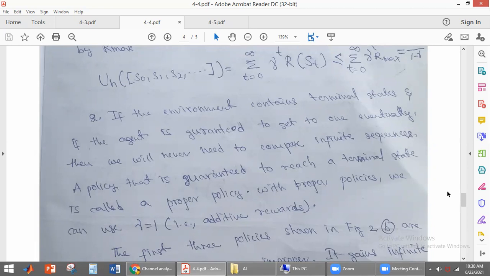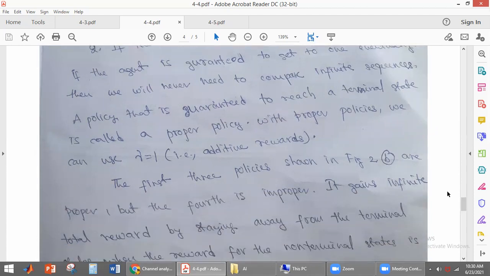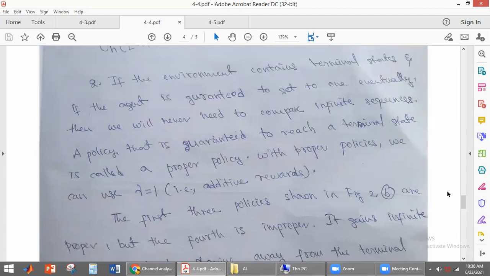The agent does not have infinite series. So the policy is what? It will give you the actions the agent has to take at any particular state. Policy will give us the actions the agent has to take at any particular state. Yes or no? So a policy that is guaranteed to reach the terminal state is called a proper policy.